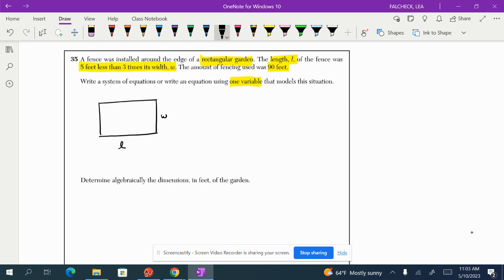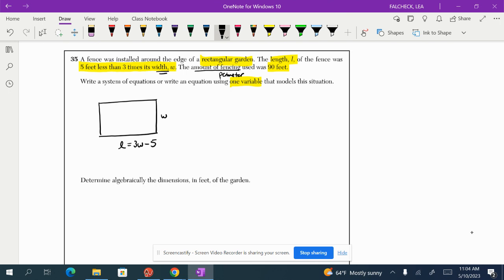The length L of the fence was 5 feet less than 3 times its width. So the length is given in terms of the width. Let's write this length in terms of the width. We have 5 feet less than 3 times the width. So my first dimension is 3W minus 5, and my second dimension is just a plain old W. The amount of fencing used corresponds to the perimeter, and that was 90. Write a system of equations or write an equation using one variable that models this situation.